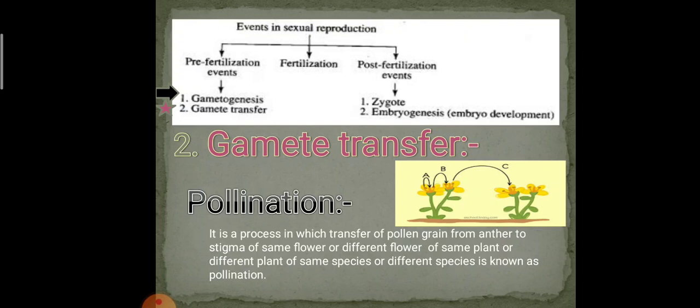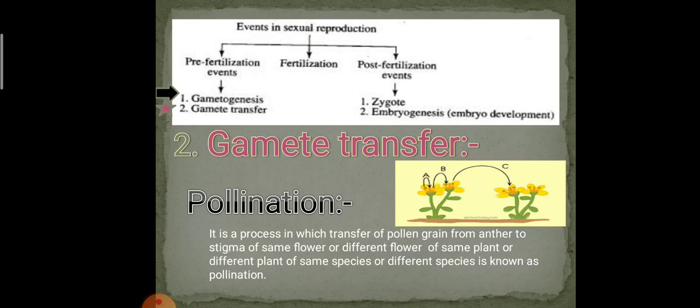But A and B are of the same plant, you can observe that here. C indicates transfer of pollen grain from anther to stigma of a different flower of a different plant. So overall, the definition of pollination is the process in which pollen grain is transferred from anther to stigma of the same flower or different flower, same plant or different plant, of the same species or different species.